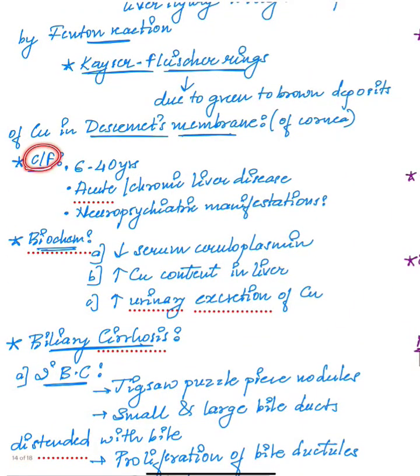Now coming to clinical features, it is mainly seen between 6 to 40 years, with acute or chronic liver disease and neuropsychiatric manifestations. Now coming to biochemical features, as I mentioned above, there will be decreased serum ceruloplasmin, increased copper content in the liver, or increased urinary excretion of copper.